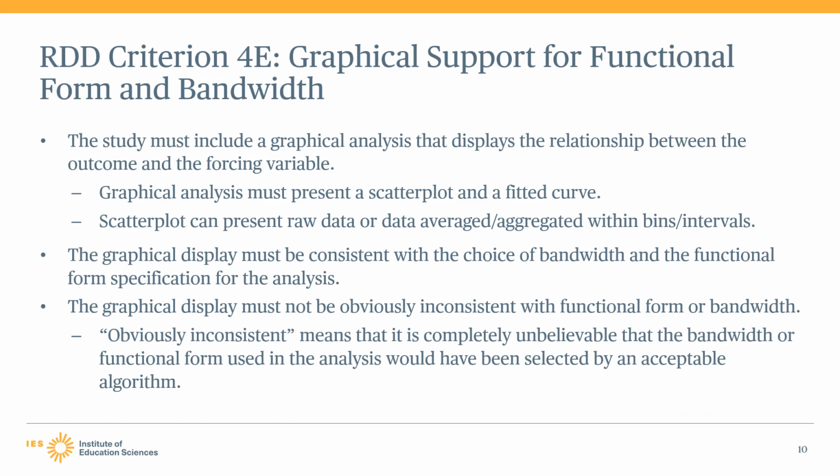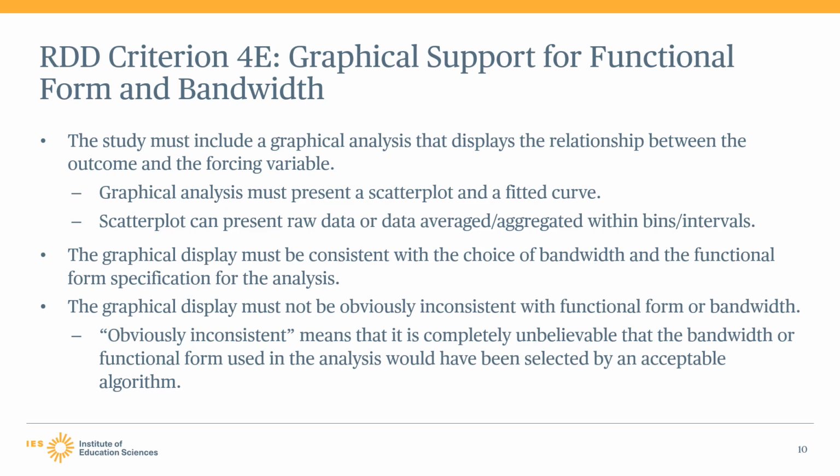Criterion E of the functional form and bandwidth standard requires that the study includes a graphical analysis displaying the outcome forcing variable relationship. The graphical display should not be obviously inconsistent with the choice of the bandwidth and the functional form specification used for the impact analysis.